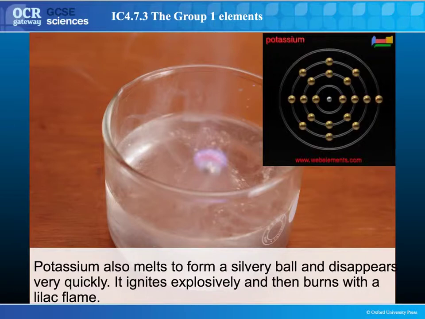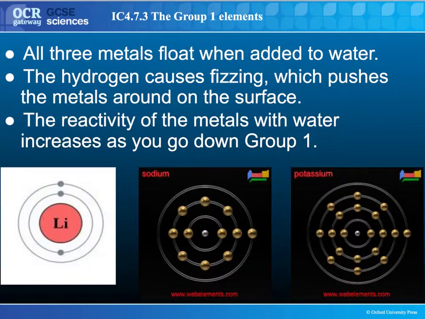So moving down the group, all 3 metals float. There's always hydrogen produced, the metal gets pushed around on the surface. The rate of reaction is such that out of these 3, potassium wins, most reactive, sodium is second, and lithium is third.